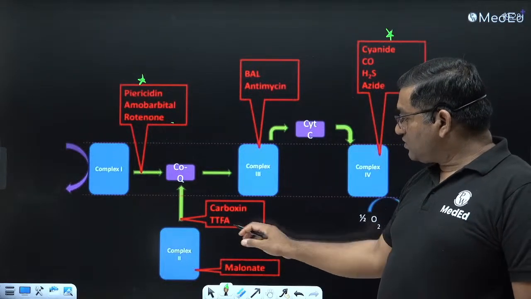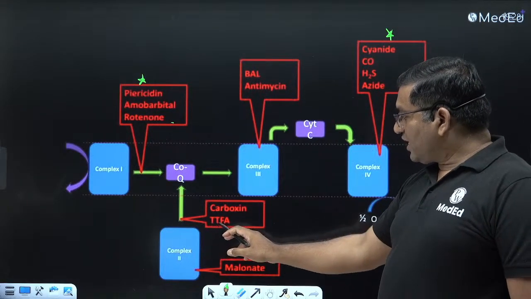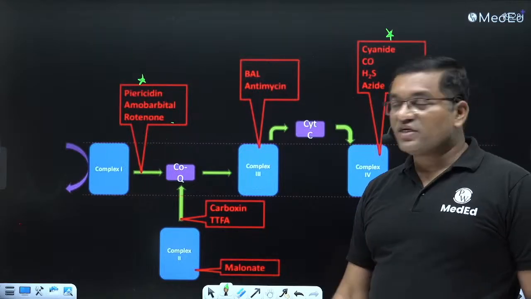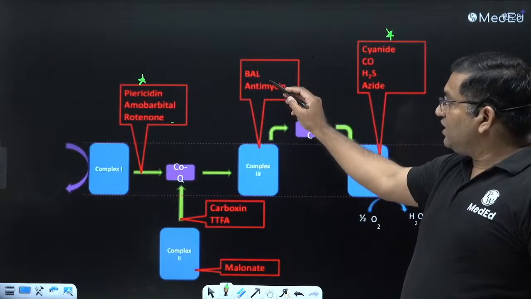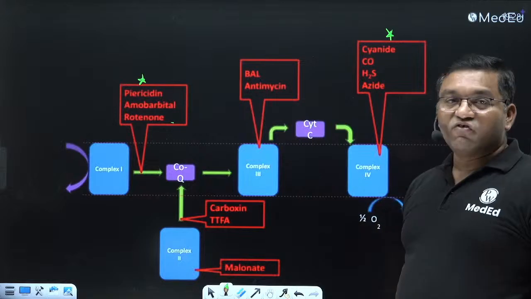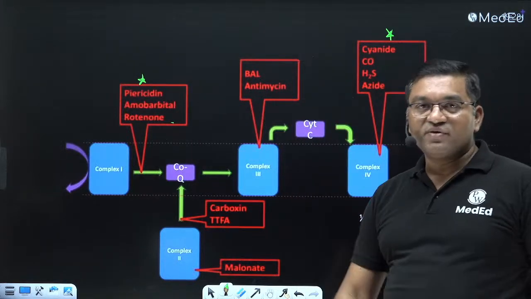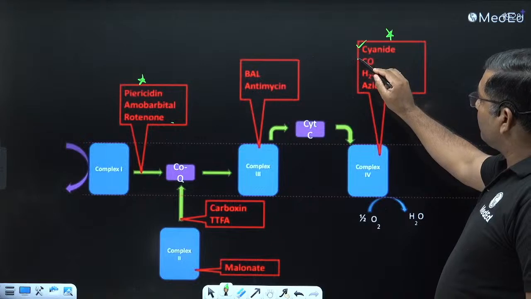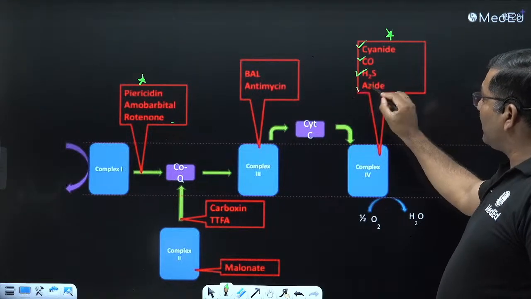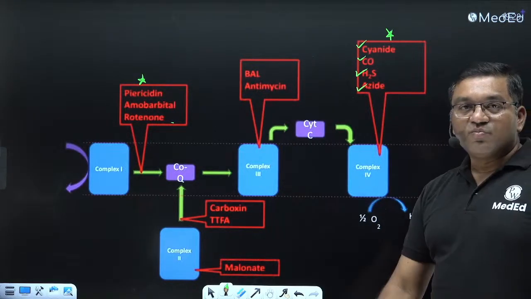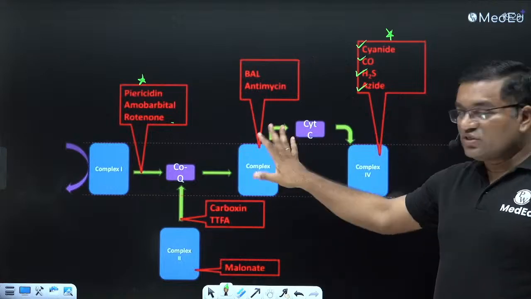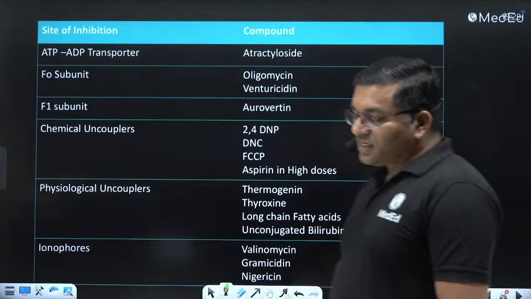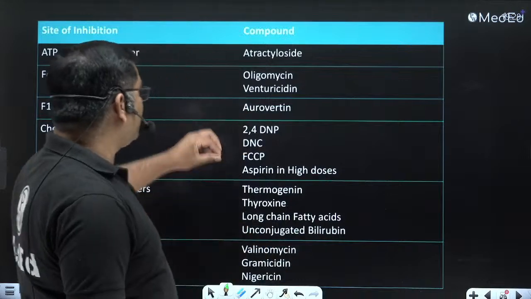Carboxin and this thenoyltrifluoroacetone, TTFA, inhibit complex 2 of the electron transport chain. British anti-lewisite, antimycin and phenformin inhibit complex 3 of the electron transport chain. And these gases, cyanide, carbon monoxide, hydrogen sulfide and azide, inhibit complex 4 of the electron transport chain. So this topic is important here. This chart is from Lehninger's biochemistry and it is important.